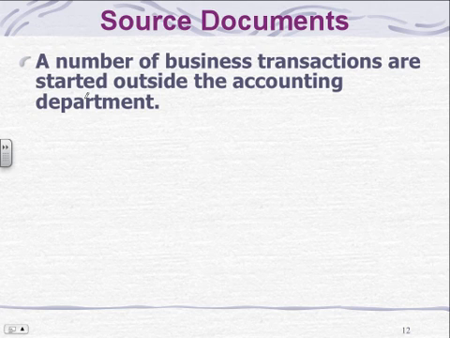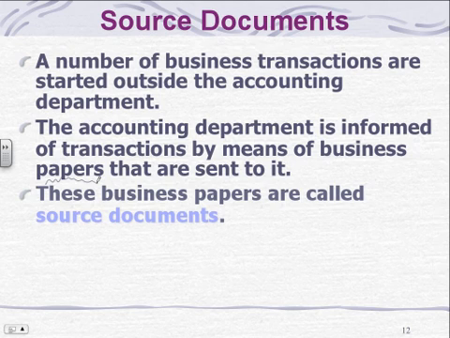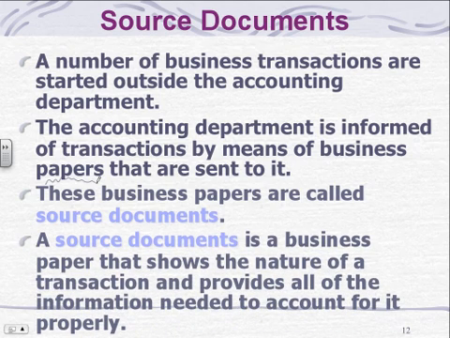A number of business transactions are started outside of the accounting department, and therefore the accounting department is informed of transactions by means of business papers that are sent to the accounting department. These are the source documents. A source document is a business paper that shows the nature of a transaction and provides all of the information needed to account for it properly.